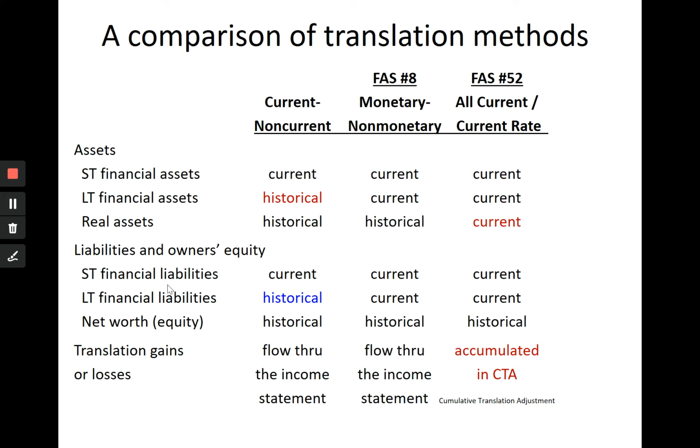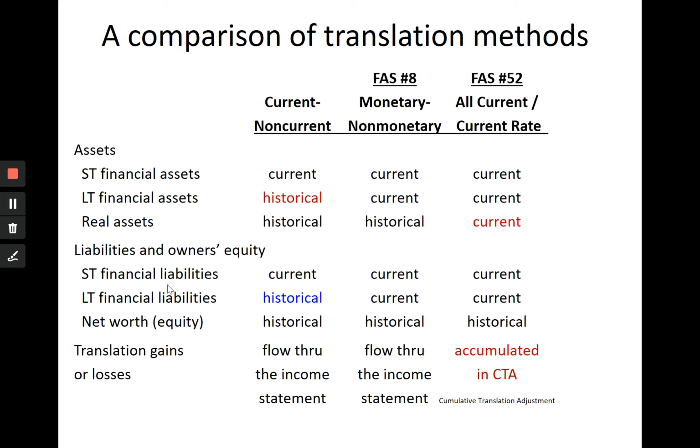Finally, on the bottom of this table, we have a listing of what happens to gains and losses resulting from a translation method. These gains and losses are reported in the income statement under two methods: current and non-current, monetary and non-monetary. And that is a shortcoming of those methods. They cause volatility in our profits and losses.